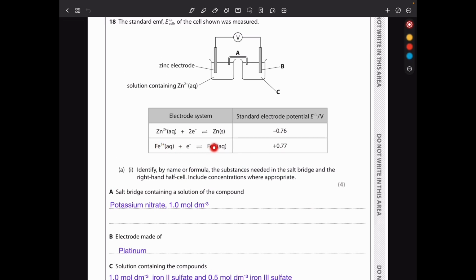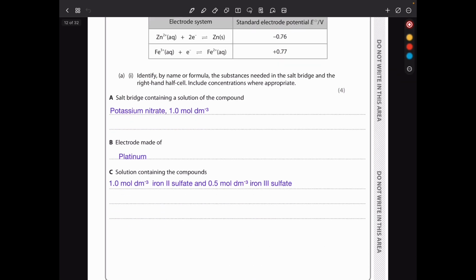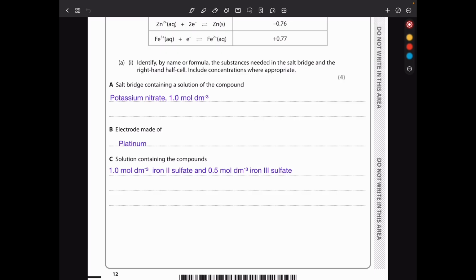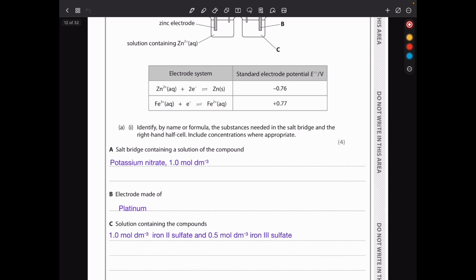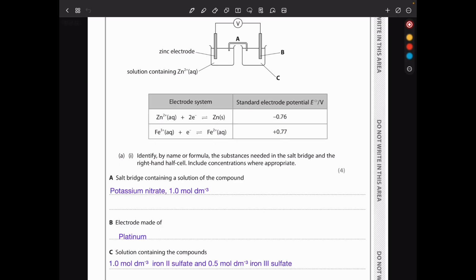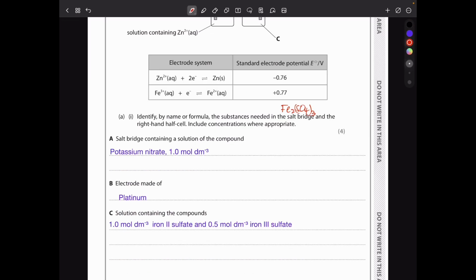Because we have 2 ions from the same element but in different oxidation states, if they are in solution, the electrode cannot be made of a metal with, for example, those ions, so it has to be something unreactive like platinum. And then solution containing the compounds. If we use iron 2, it's going to be 1 mole per decimeter cubed, and iron 3, for example iron 3 sulfate, is going to be 0.5 mole per decimeter cubed. So 1 mole of iron 3 sulfate produces 2 moles of iron 3. If we want 1 mole per decimeter cubed of iron 3, we'll use a half or 0.5 of this to produce double, which will be 1 mole per decimeter cubed.